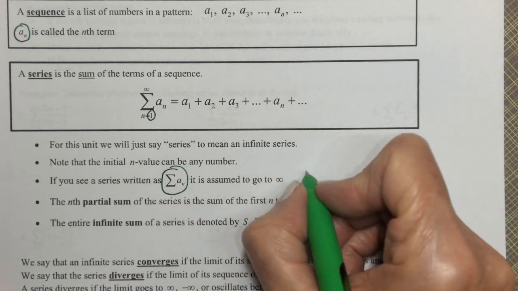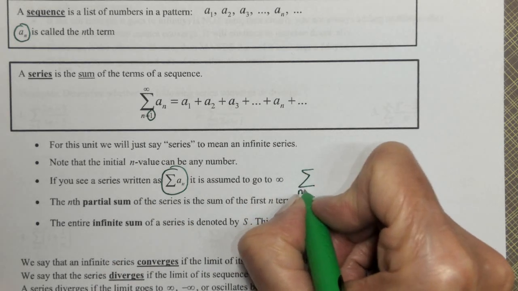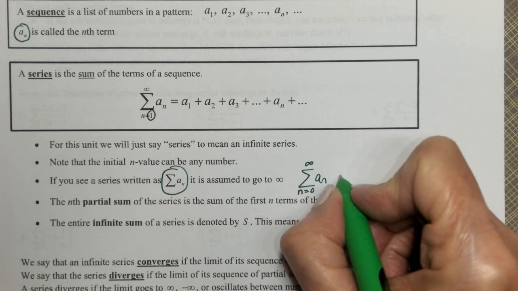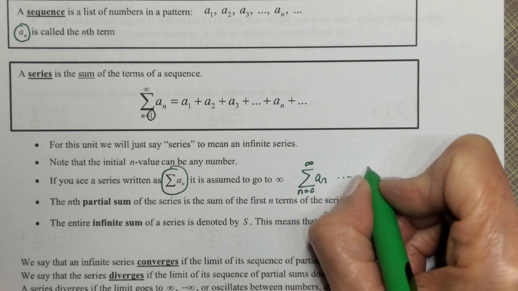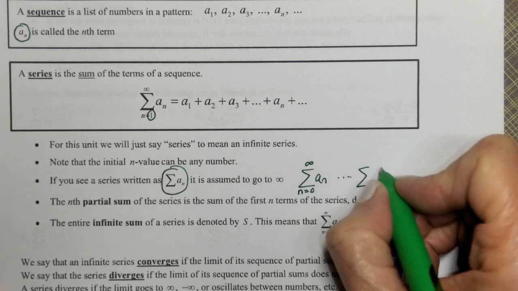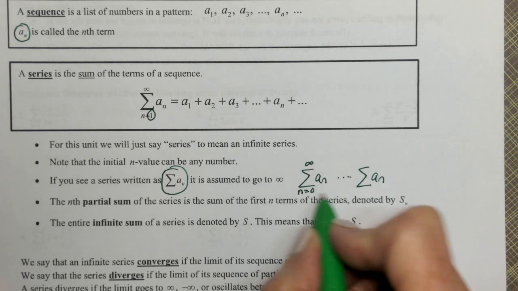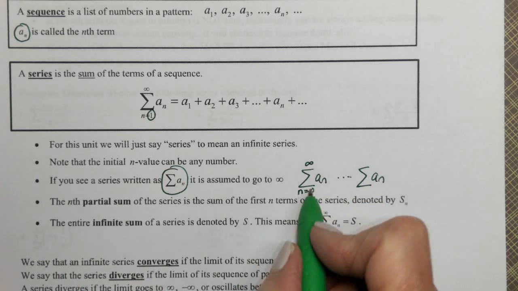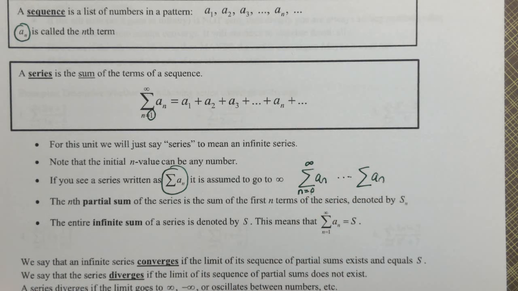So if you are given a series that says this, you can, in your problem, write that as just this, and it is assumed to be the same information that was originally given to you.